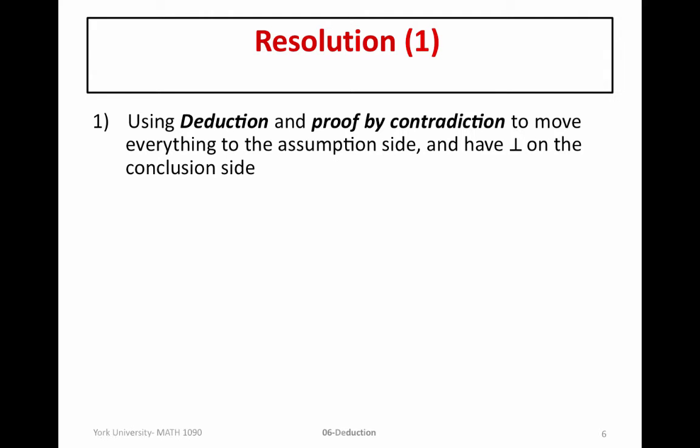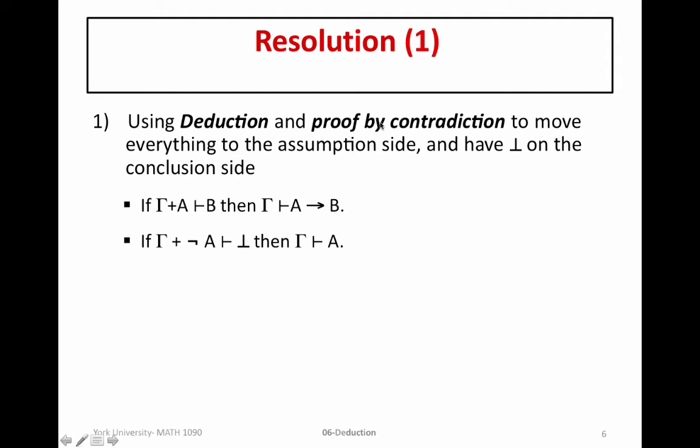You may remember that the cut rule allows us to cancel out a variable and its negation and be able to conclude bottom in the end. So deduction and proof by contradiction allow us to do that. You may recall, here the top one is the deduction theorem and the bottom one is proof by contradiction. You can ignore this statement.